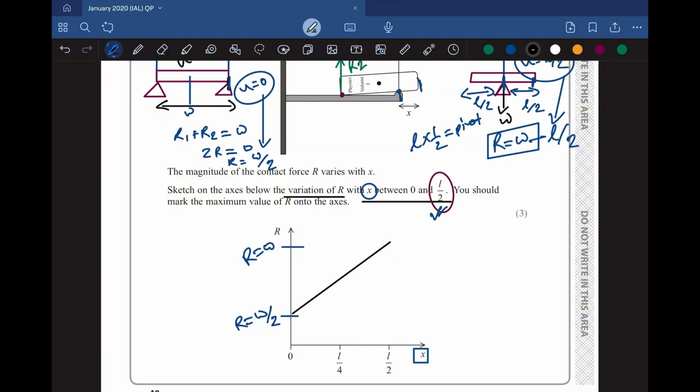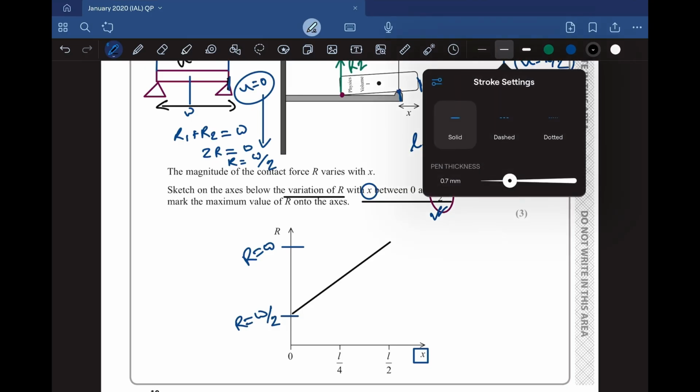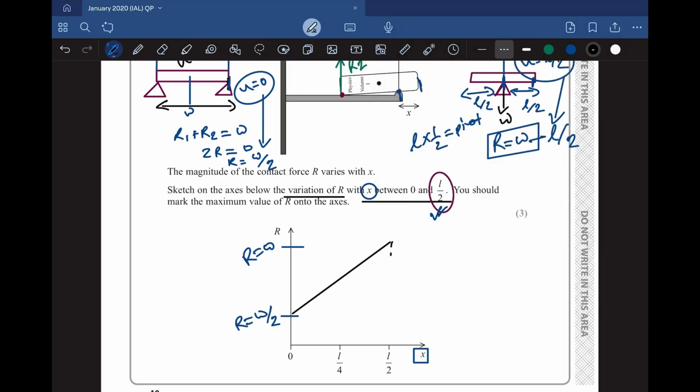So at L by 2, it has a normal reaction force equal to the weight, and at x equal to 0, it has a normal reaction force equal to the weight by 2. You can only write weight and weight divided by 2. You don't need to write R is equal to weight like this. This is the actual graph, how the graph will actually look.